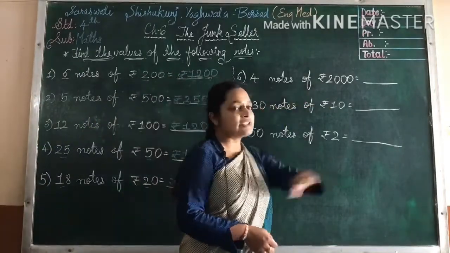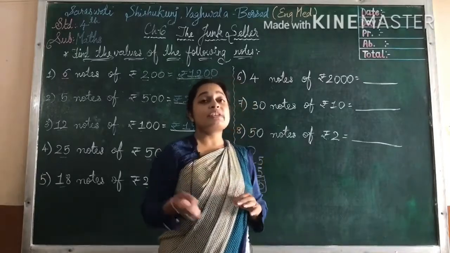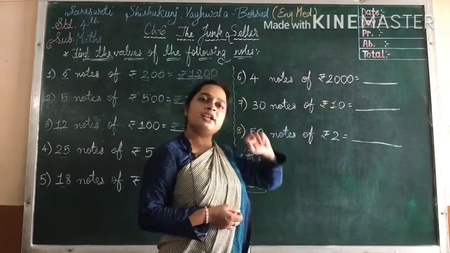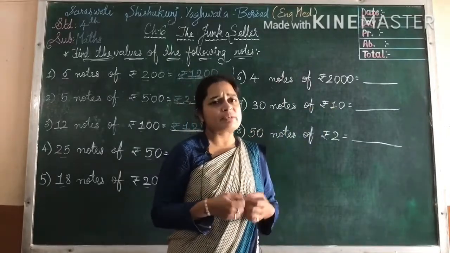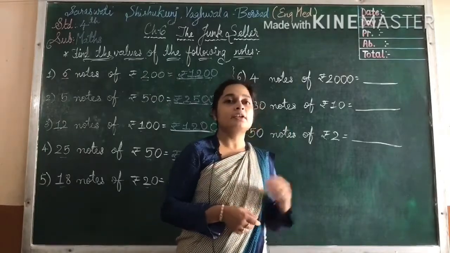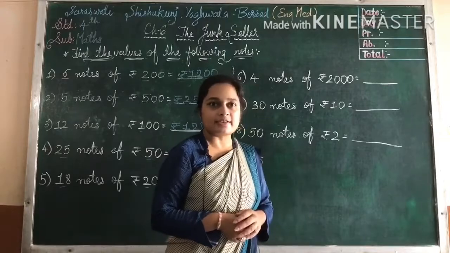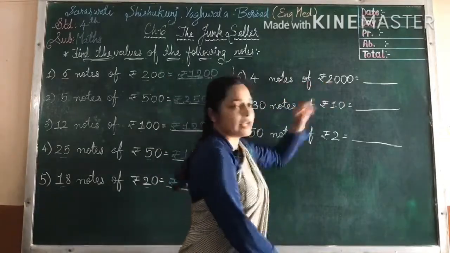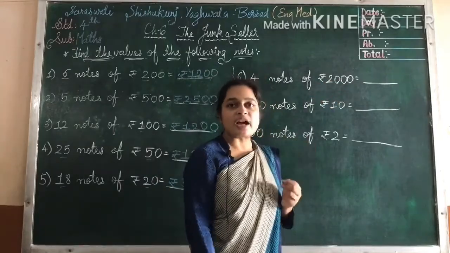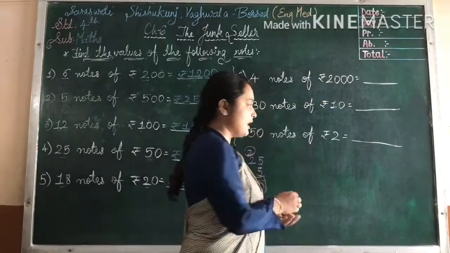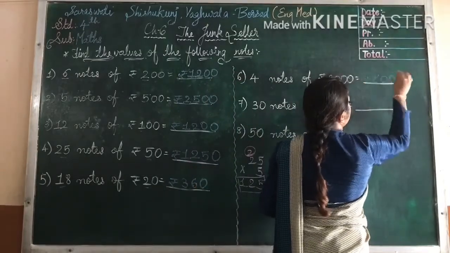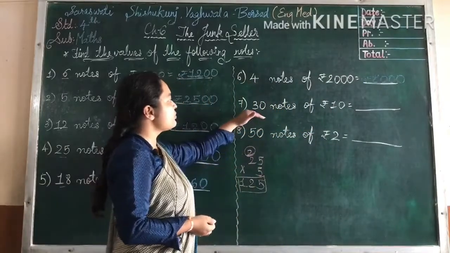Let's see the sixth sum: 4 notes of rupees 2000. In the class I explained 2 notes of rupees 2000, and I have taken it differently here. In maths we can change the questions, no problem, but we should remember the method of getting the answer. So 4 twos are 8, and there are 3 zeros in 1000. So the answer will be rupees 8000.